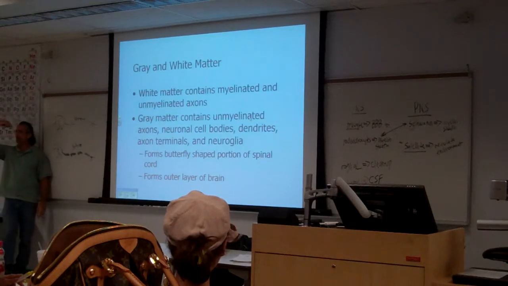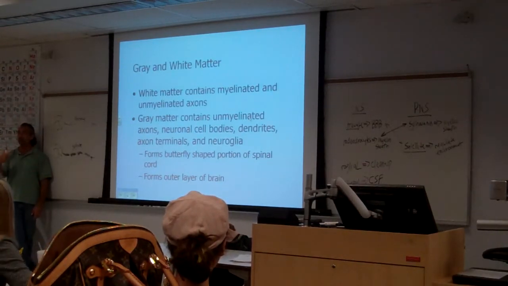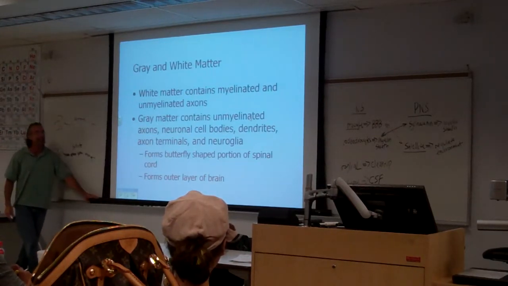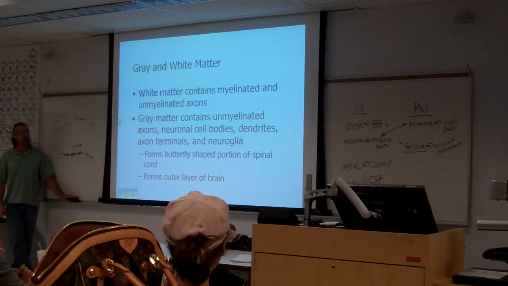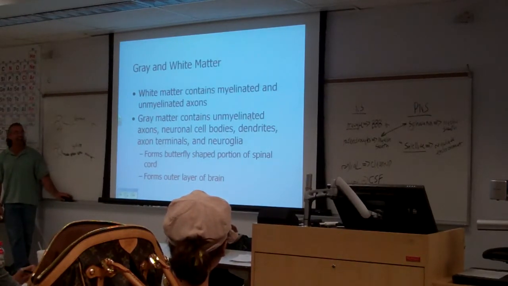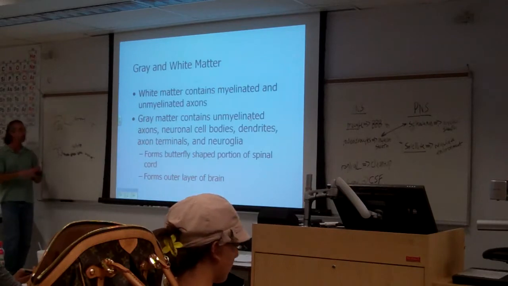You guys heard of gray matter in your brain and white matter in your brain? It's actually that color. It's actually gray and white. When we dissect the brain upstairs, it's gray and white, the little sheep brain. And it says here that it forms the butterfly-shaped portion of the spinal cord and the outer layer of your brain. So here's how it's going to look for us.